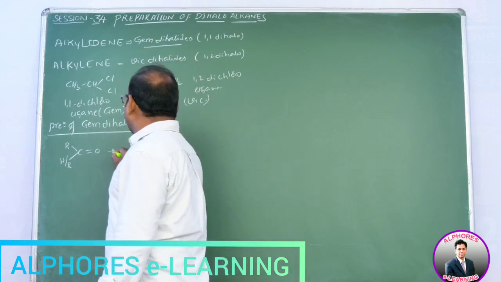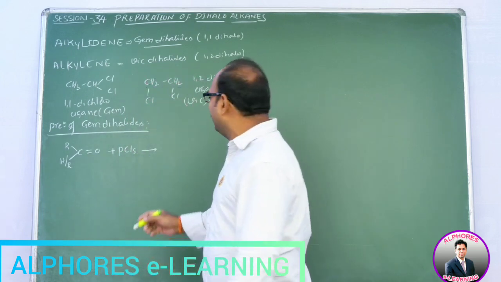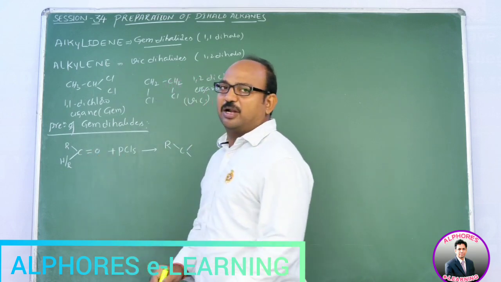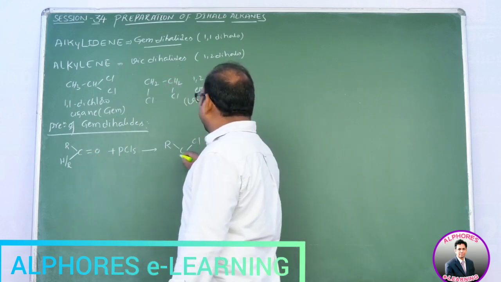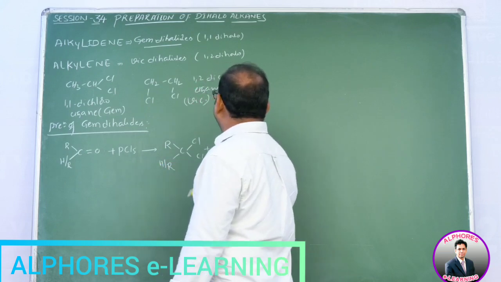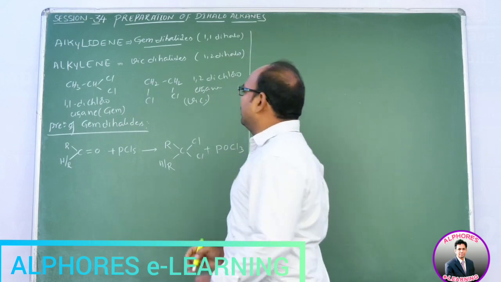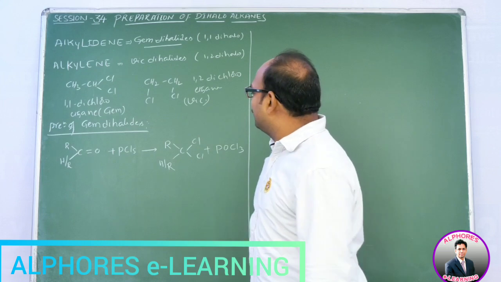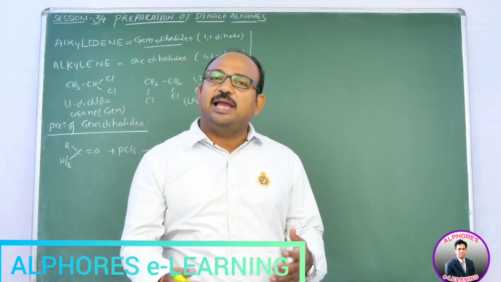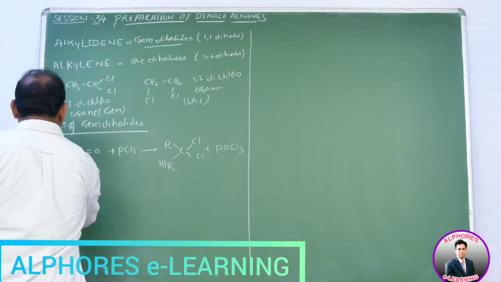These carbonyl compounds, upon reaction with PCl5, give R, C, with two chlorine atoms attached instead of the double bond O, and either H or R, along with phosphoryl chloride, POCl3, as the product. So how does this mechanism proceed, and in which way are these aldehydes and ketones converted into geminal dihaloalkanes? Let us see the mechanism here.